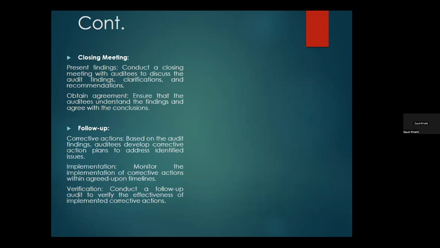Then the closing meeting. Most businesses, when the audit is done, have a meeting with the client or the industry owners. Next is the follow up. We suggest some improvement tips and mechanisms to our clients so that they can adopt new policies which can be helpful for their running businesses as well as for industrial units.